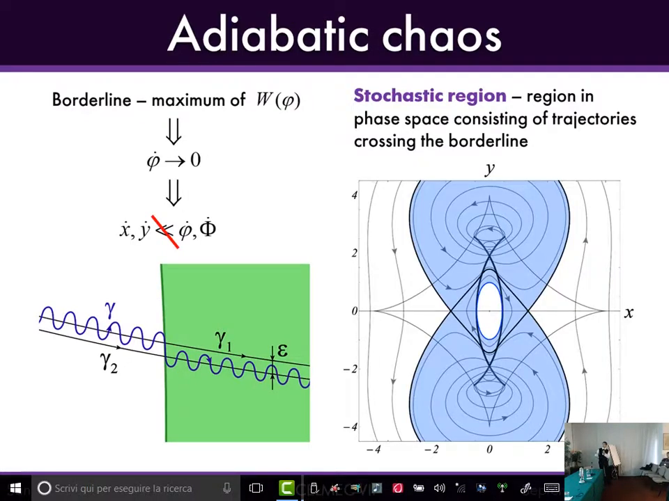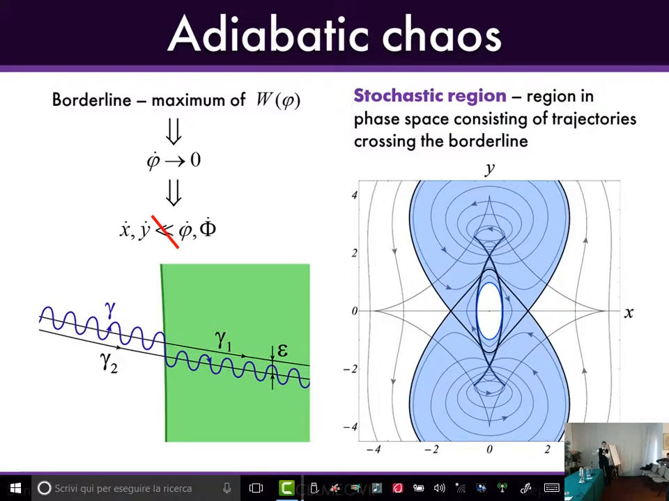So adiabatic chaos, as I said, arises because of the non-applicability of the adiabatic approach near the border, and it leads to a quasi-random jump of the trajectory when the trajectory crosses the border. Thus, every trajectory that goes from one region to another, due to a series of such quasi-random jumps, will fill the whole area that we call the stochastic region.